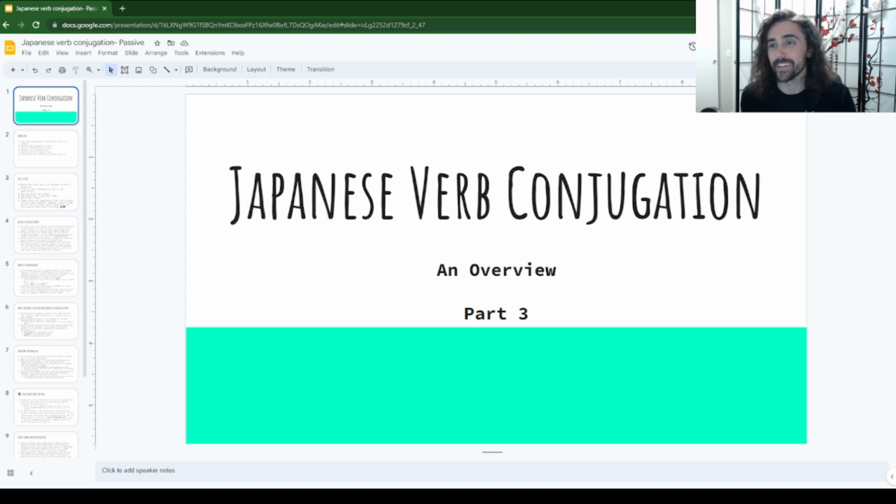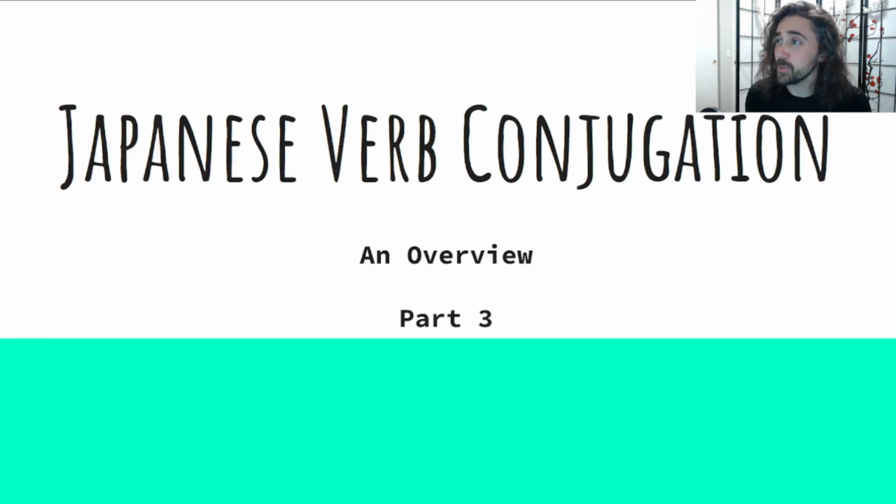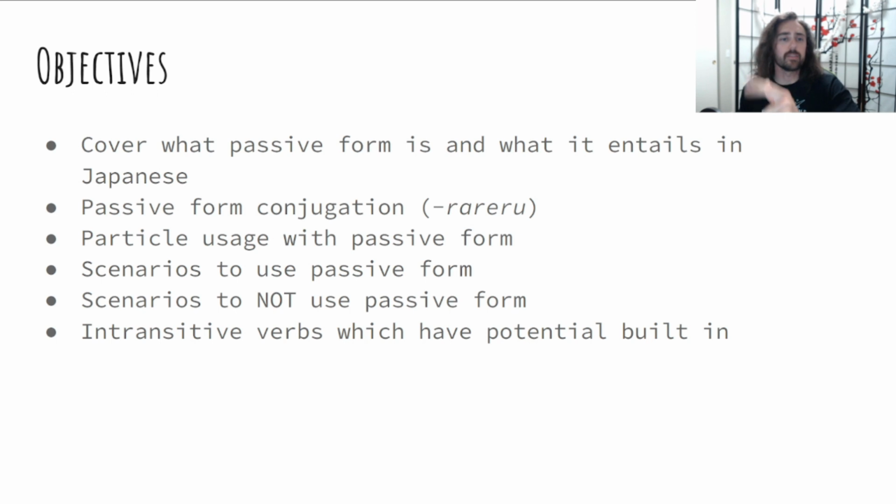Welcome to Japanese verb conjugation and overview, part 3, passive voice. We've done basic verb conjugations, we've done potential form, and now we're doing passive. And then the next one is going to be causative form, which is tricky, but we'll get there. We'll get through it. All right, so let me jump right into it. Oh yeah, objectives. Here we go.